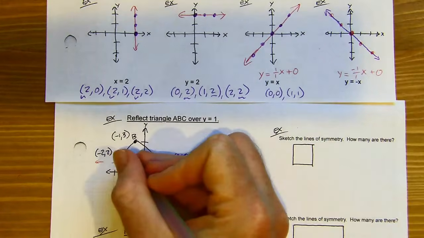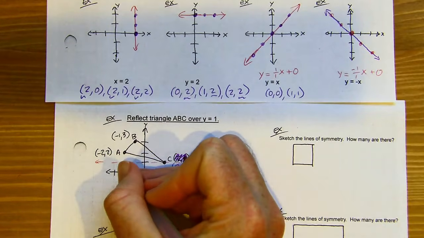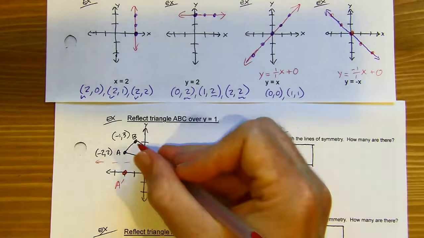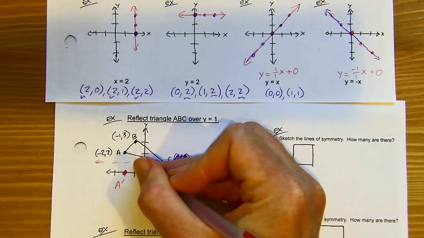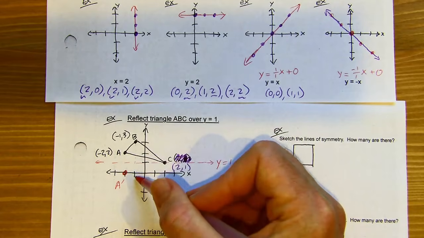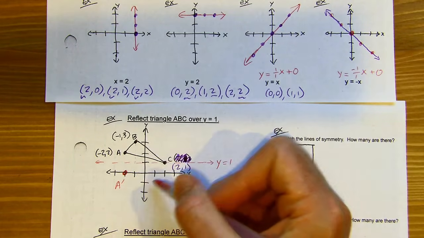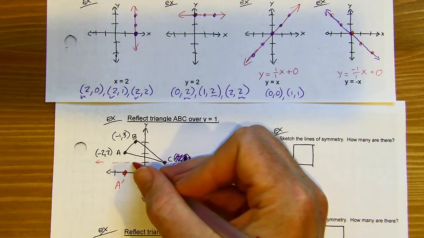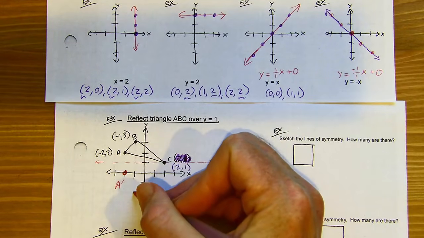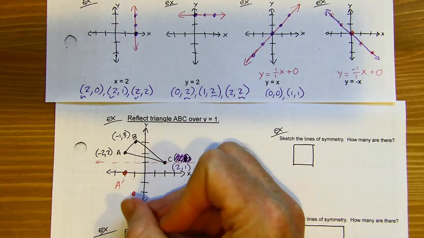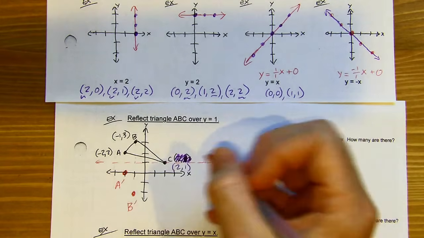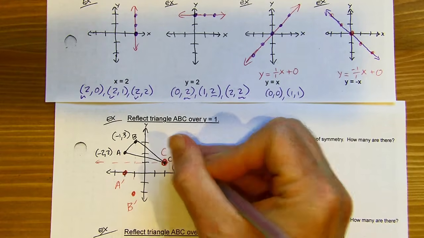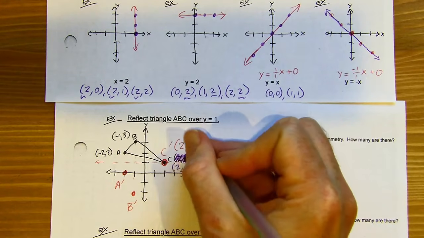So I can see A is 1 unit above that, so I'm going to go 1 unit below that for A prime. I can see B is 2 units above the line of reflection. I'm not looking for how far it is from the x-axis. I'm looking to the line of reflection. It's 2 units above that. So I want to go down another 2 units from there. Here's B prime. And then C is right on the line of reflection. So C prime is going to stay in that same place at 2, 1.